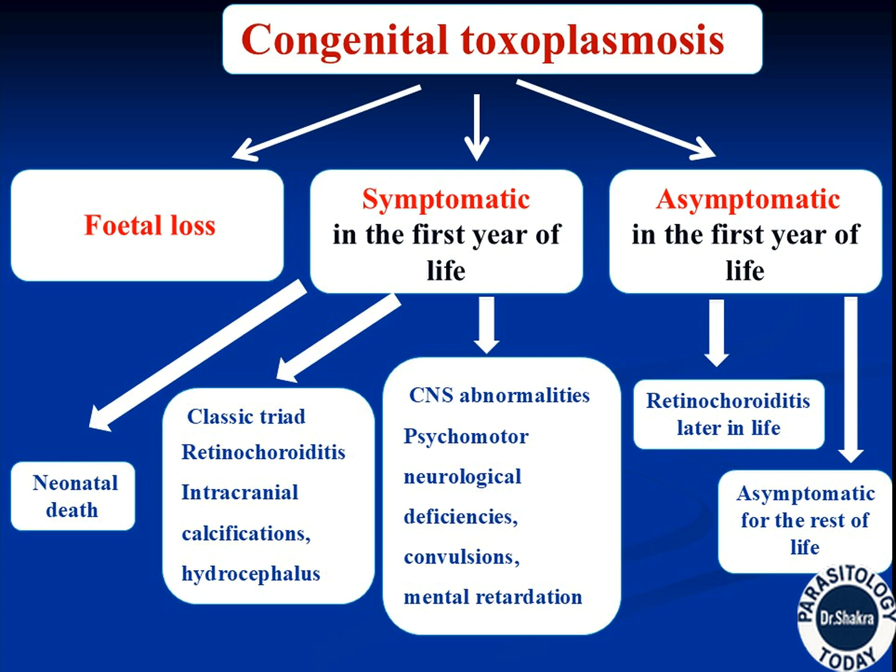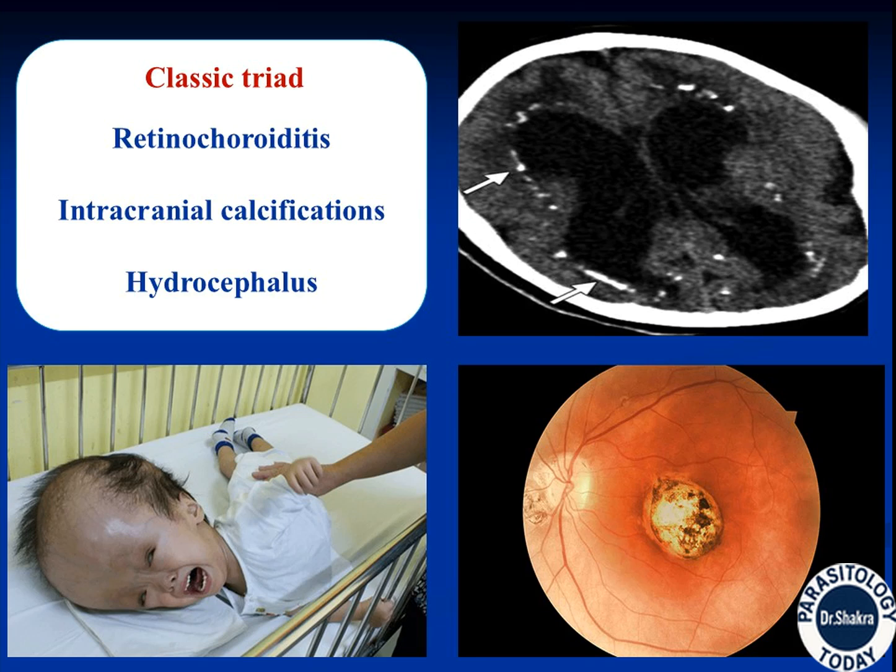C. Asymptomatic in the first year of life. Finally, some infants appear healthy at birth. No symptoms, no obvious abnormalities. However, this doesn't mean the story is over. Many of these children may later develop ocular disease, toxoplasmic retinochoroiditis, months or even years after birth. Others, fortunately, remain asymptomatic for life.